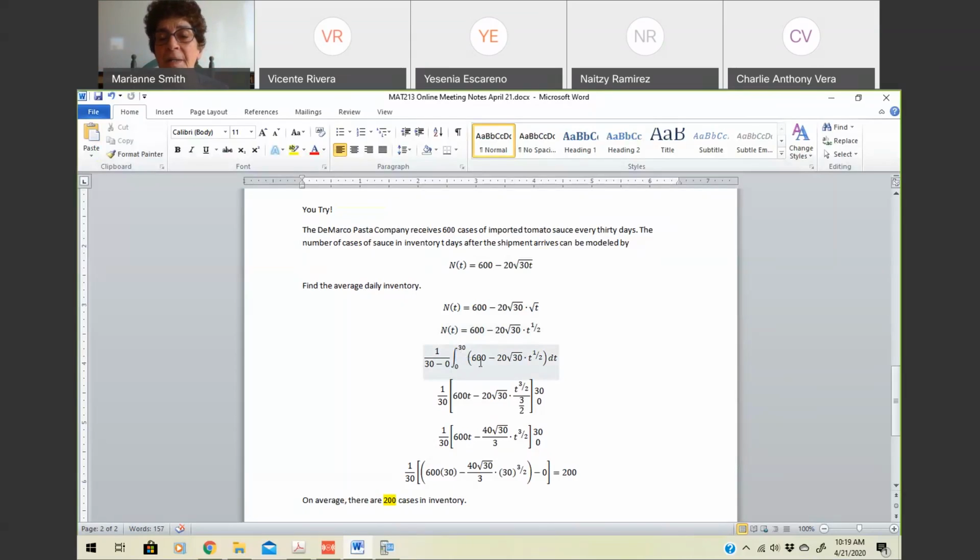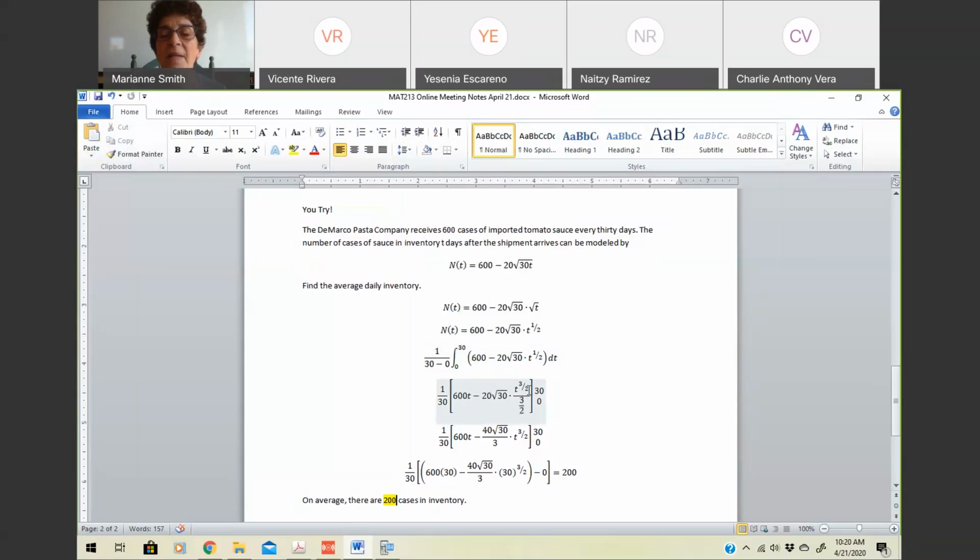And then over here, I have my function, which is written now as 600 minus 20 times the square root of 30 t to the 1/2 dt. Doing the integration, again, I get 600t. This is just a coefficient, so I'm leaving it alone. I'm just paying attention to the t to the 1/2, and I'm integrating it with the power rule. So I'm taking 1/2 and adding 1 to it to get 3/2, and then putting that over the new exponent 3/2.